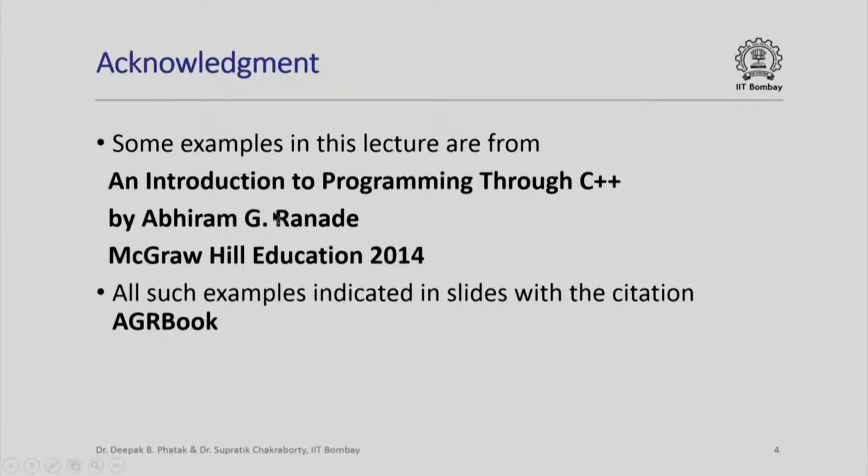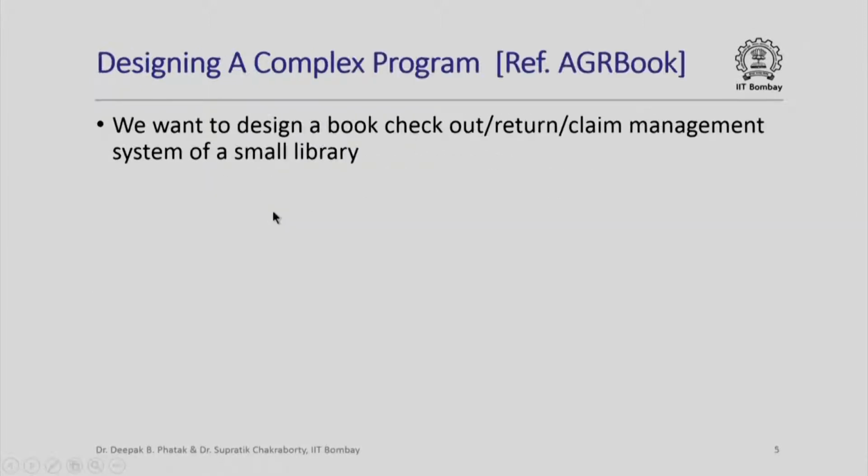Some examples in this lecture are from the book An Introduction to Programming Through C++ by Abhiram G. Ranade, published by McGraw-Hill Education in 2014. All such examples are going to be indicated in the slides with the citation AGR book. Now this particular example that we are going to discuss now is motivated by the text AGR book.